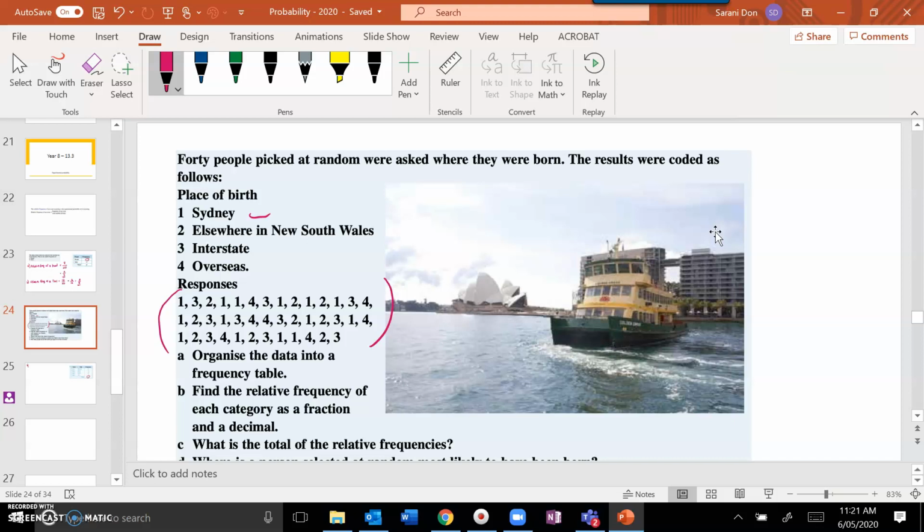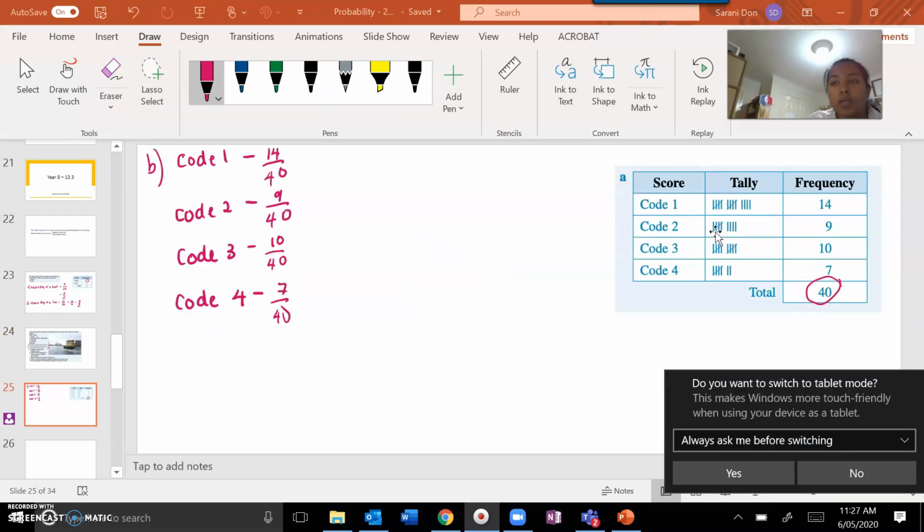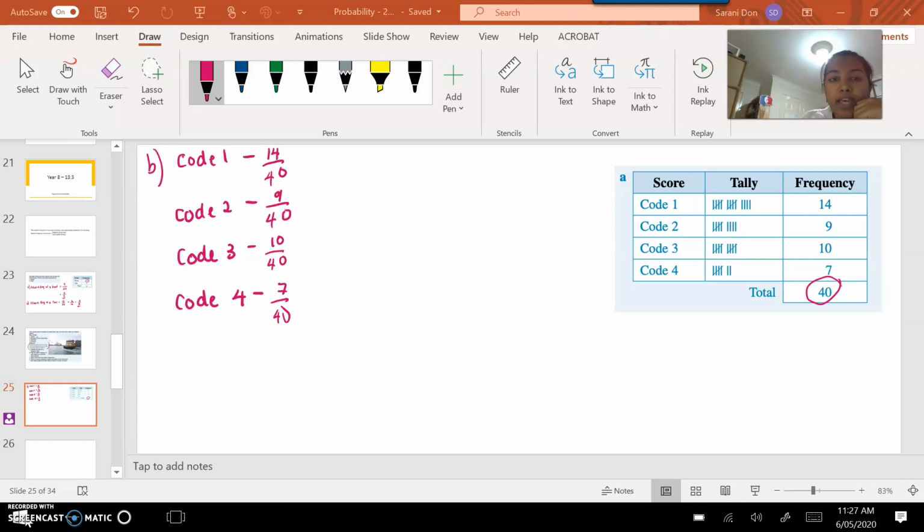It says find the relative frequency of each category as a fraction and a decimal. Okay, so what I've done here is I've written each one as a fraction. So code 1 was 14 out of 40 people because that's a total of 40. Code 2, 9 out of 40. Code 3, 10 out of 40. And code 4, 7 out of 40.